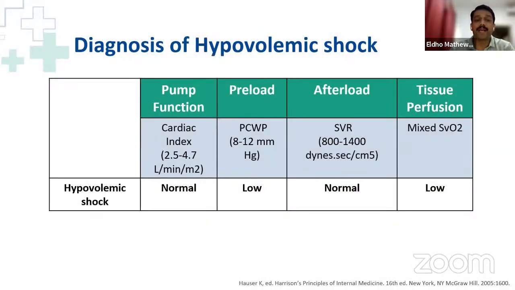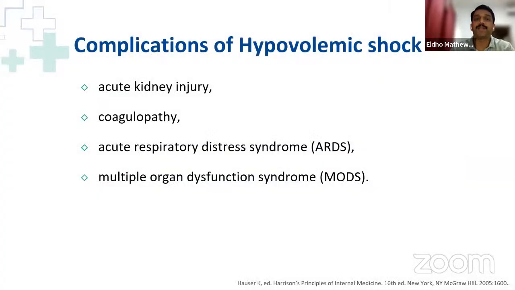Coming to the hemodynamic profile of hypovolemic shock, the cardiac index will be normal, and the preload will be low. The pulmonary capillary wedge pressure will be 8 to 12 mmHg, the afterload will be normal, and the tissue perfusion will be low. The complications of hypovolemic shock include acute kidney injury, coagulopathy, acute respiratory distress syndrome, and multi-organ dysfunction syndrome.